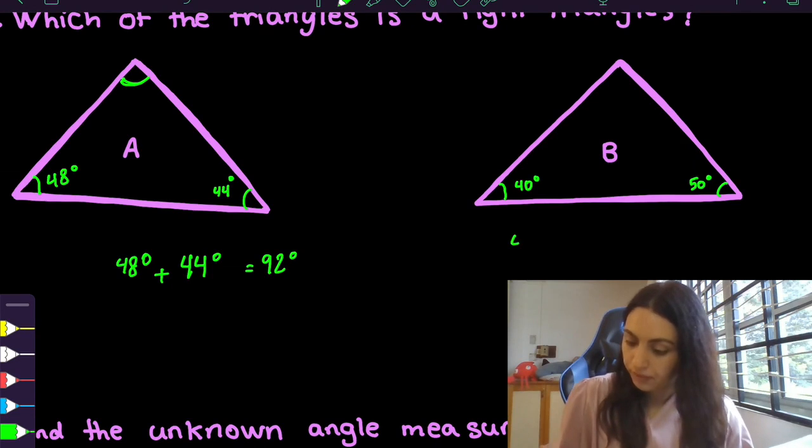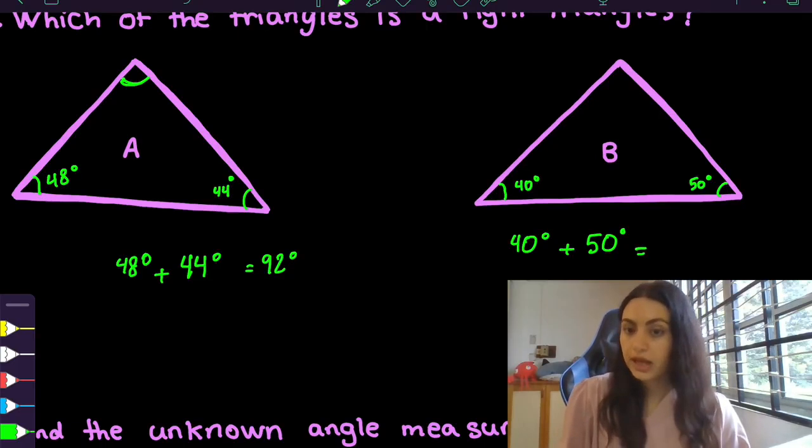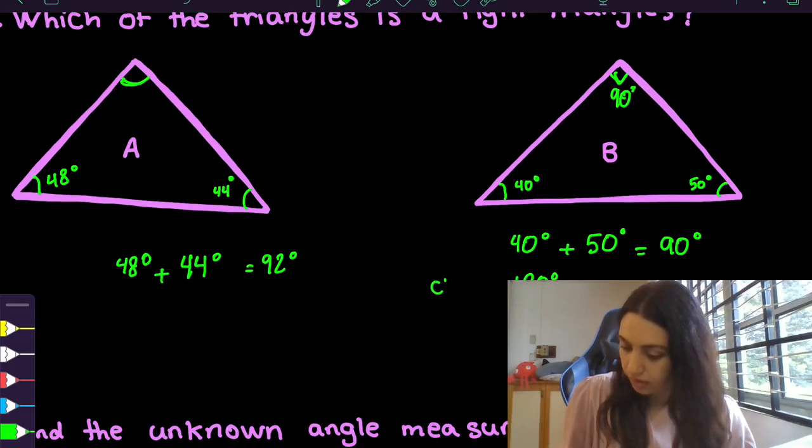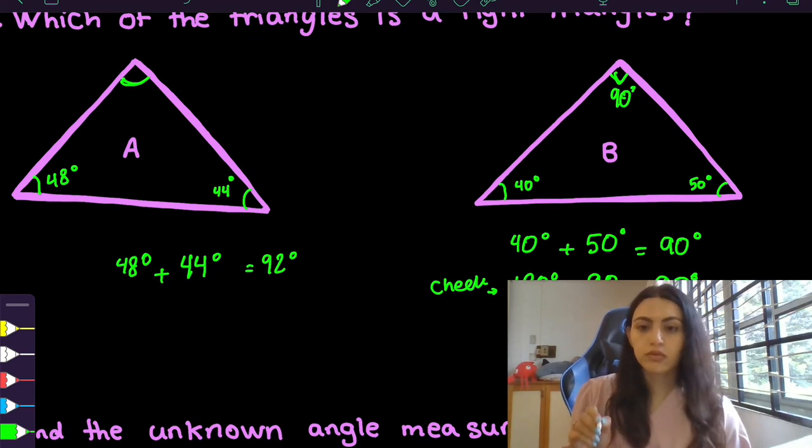Now I'm going to check here. 40 degrees plus 50. 40 plus 50, 90 degrees. Okay, so I know for sure the other angle is 90. You want to check? Okay, we'll check. We say 180, just to check, minus 90. Yes, 180 minus 90 gives you 90. So we just used the rule we just learned in the beginning of the lesson.